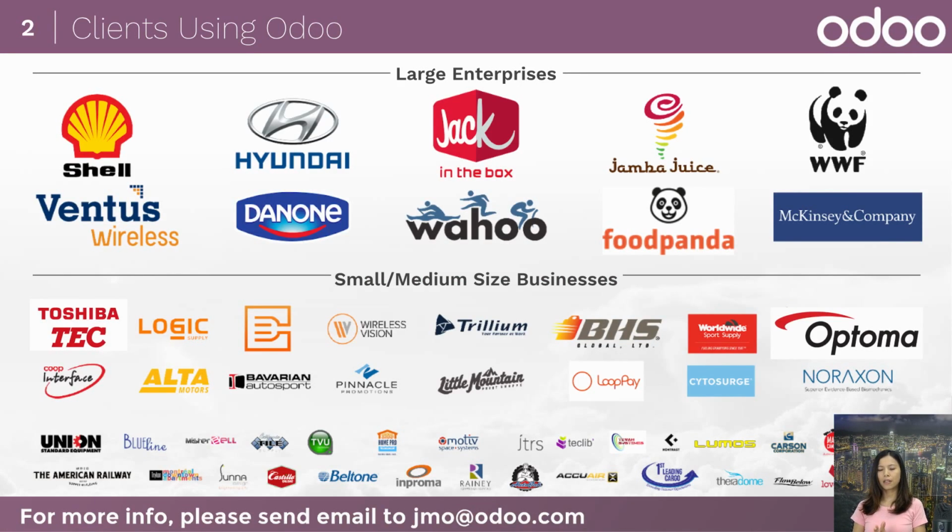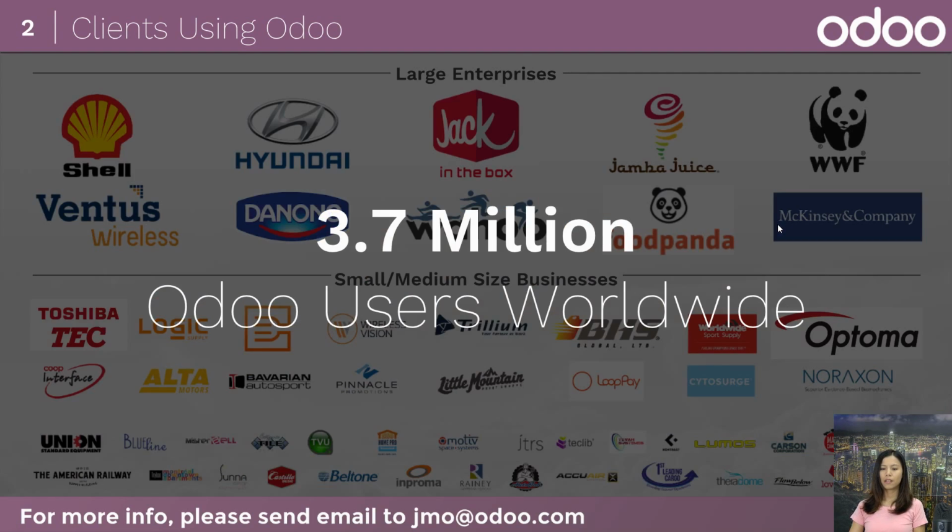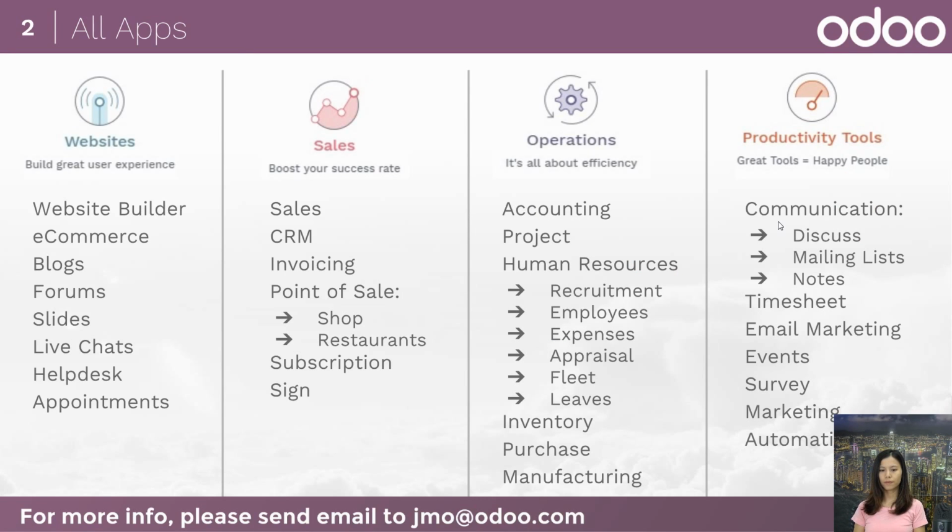Here is only a glance of some of our clients, including large enterprises and small and medium businesses. All of them are happy customers worldwide. For today, we'll be discussing some of the applications mentioned here. We have categorized all our core applications into 4 groups: websites, sales, operations, and productivity. Today we'll be focusing especially on how Studio can help to customize some of these apps.